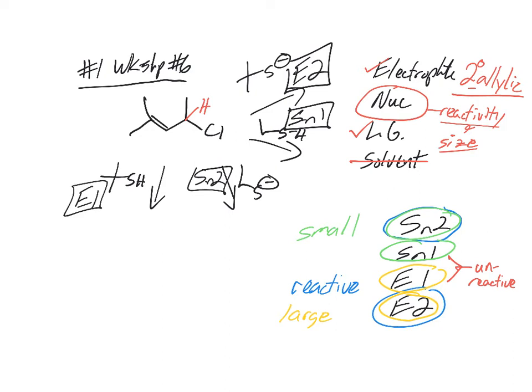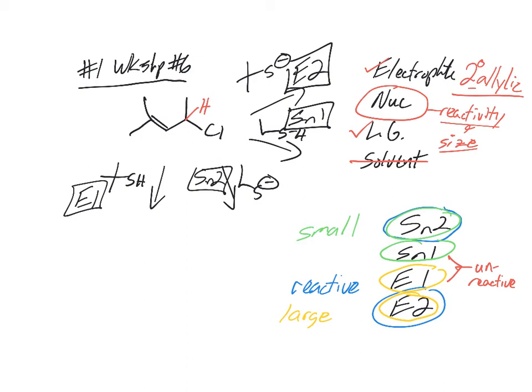Okay. So make it simple on yourself. Write down these 4 things as soon as you get the exam on Friday. Write down reactivity and size, we look for a nucleophile. Write down the types of electrophiles. Write down the types of leaving groups. Write down the types of solvents. You'll have it there. The answers lie within.